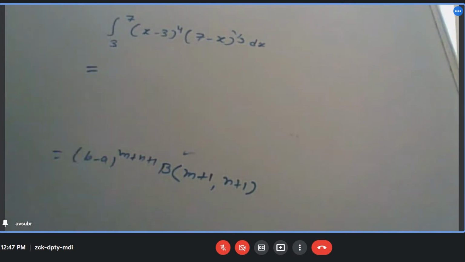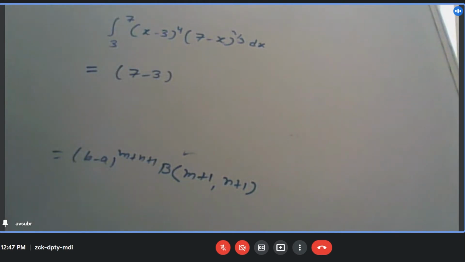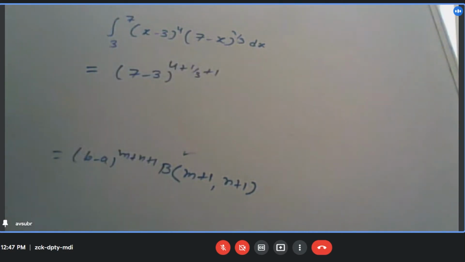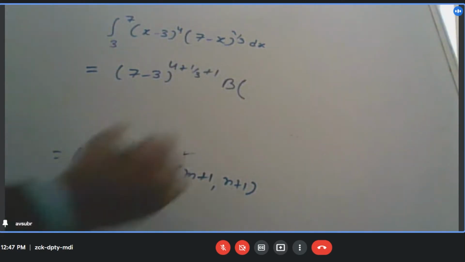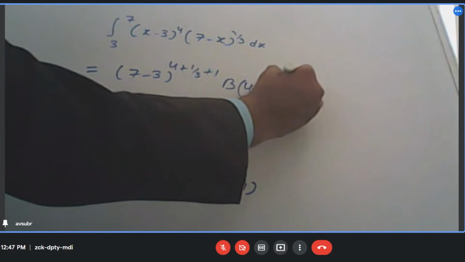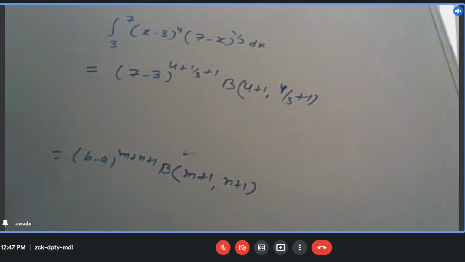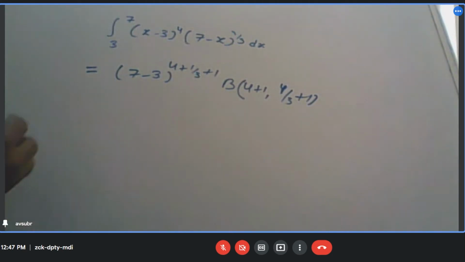This is equal to 7 minus 3. b is 7, a is 3, m is how much? 4 plus 1 by 3 plus 1. m is 4, n is 1 by 3, okay? Beta m is 4 plus 1 and 1 by 3 plus 1. Is it okay?